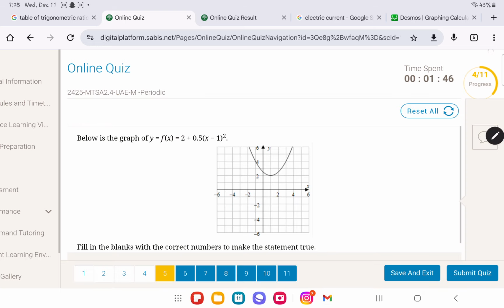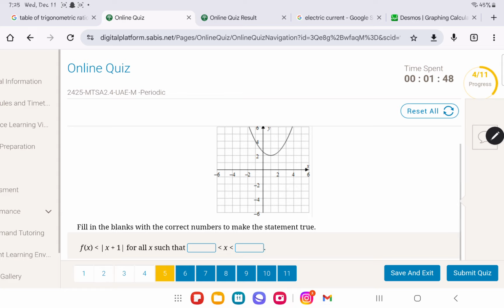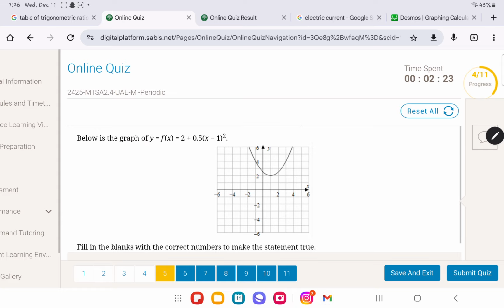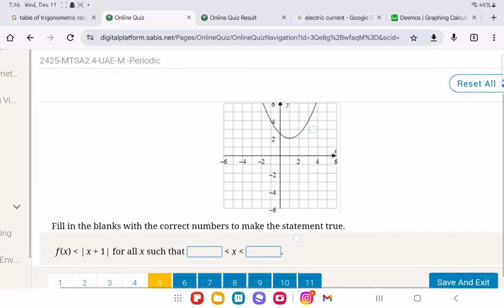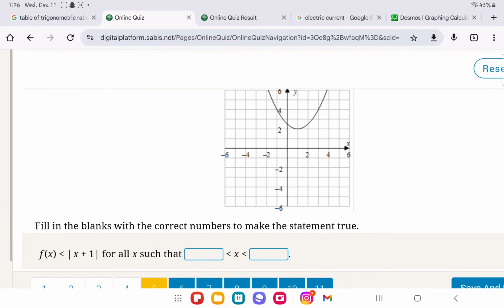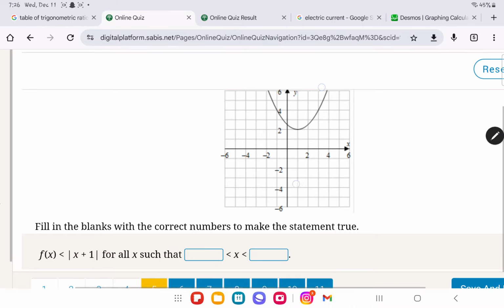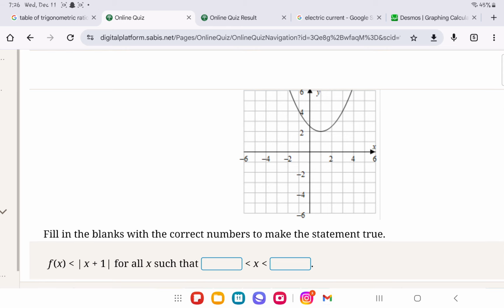We move on to question number 5. This graph over here. Now, below is the graph of this function, y is equal to f(x) is equal to 2 plus 0.5(x minus 1) squared. They told us f(x) has to be less than the function of the absolute value of x plus 1. So very simply, let's plot this function, absolute value of x plus 1. So it's going to be over here.